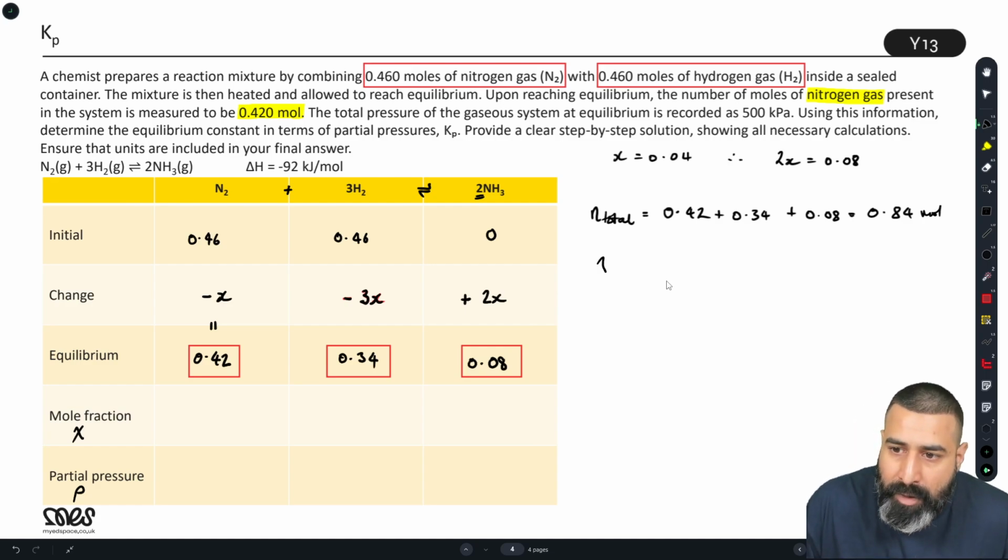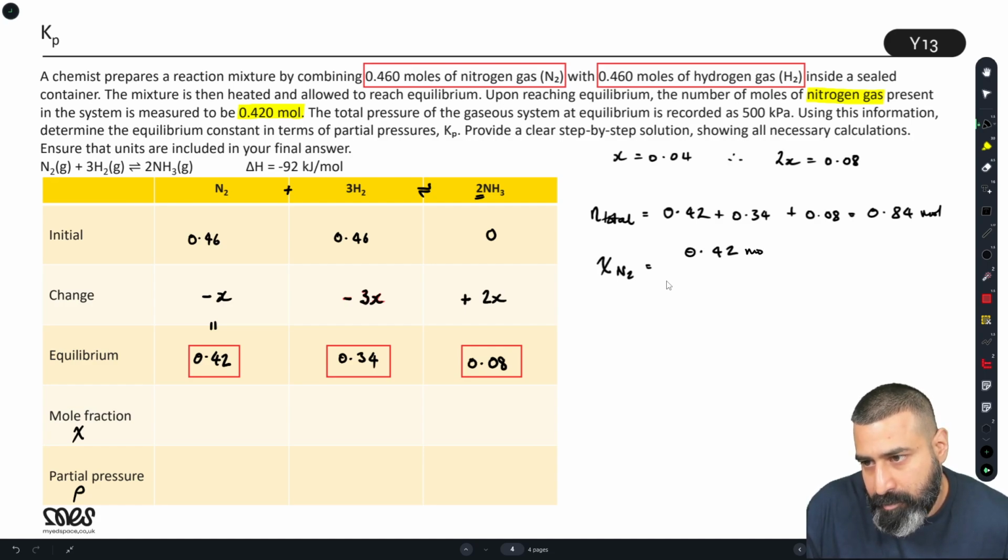Now, if I want to work out what the fraction of moles is for nitrogen, that is going to be the number of moles of nitrogen at equilibrium over the total number of moles, which is 0.84.